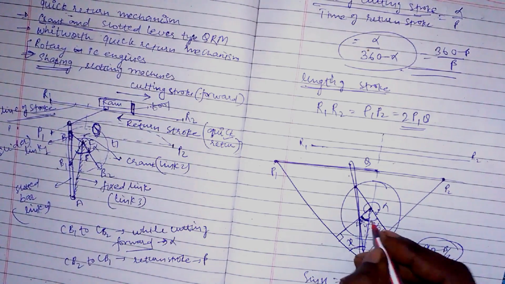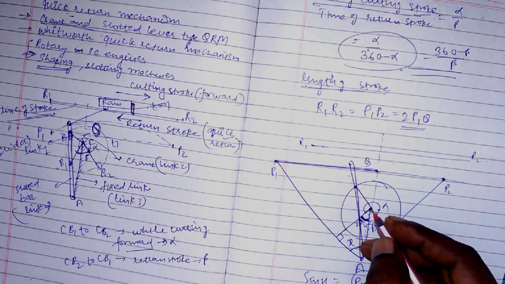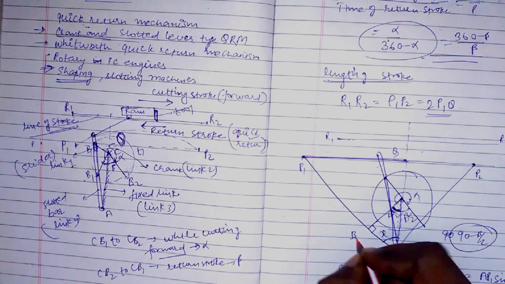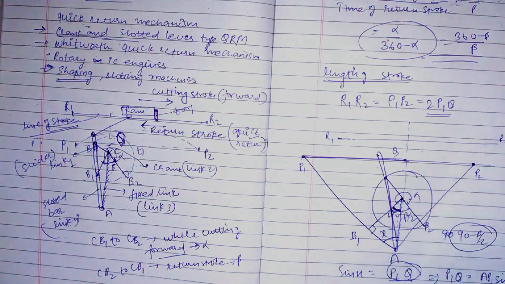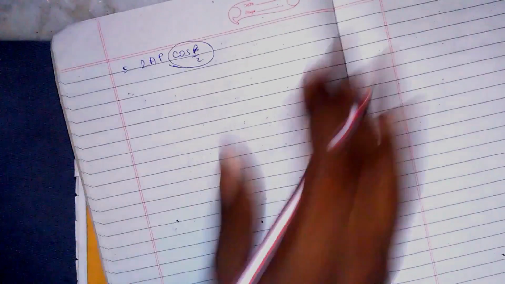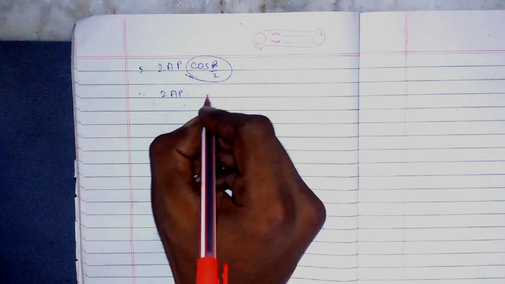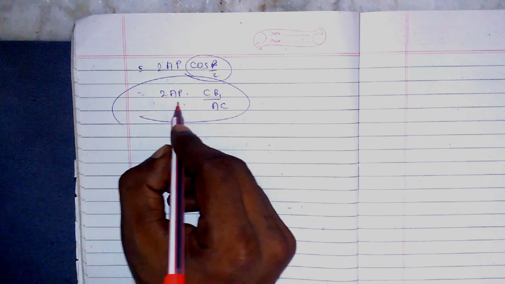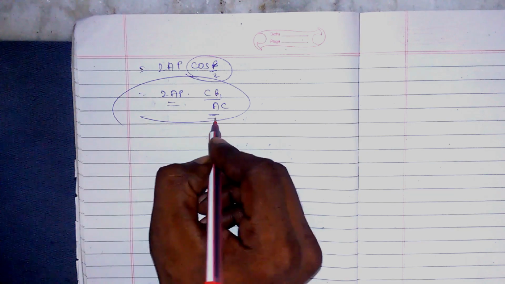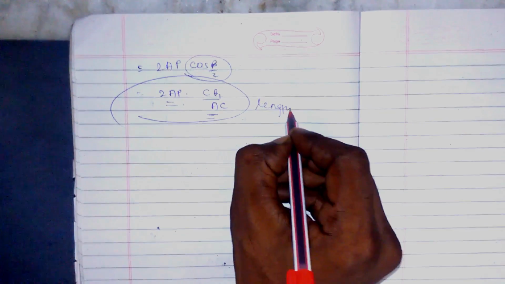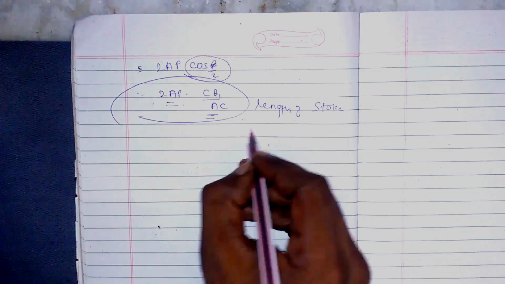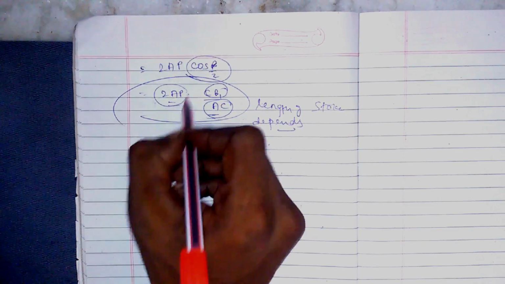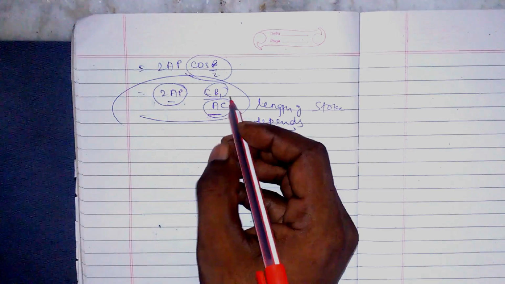Cos beta by 2 is equal to base upon hypotenuse. So this would be the base and this will be the hypotenuse. This point is C, this one is B1, this is B2, so it is CB1 upon AC. So it would be 2 times AP times CB1 upon AC. We can see one thing in this equation: the length of stroke depends on 3 things, CB1, AC and AP. This AC is the fixed length.